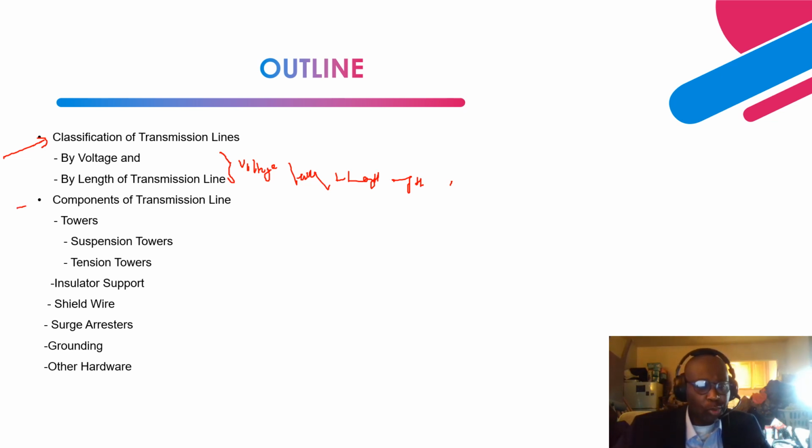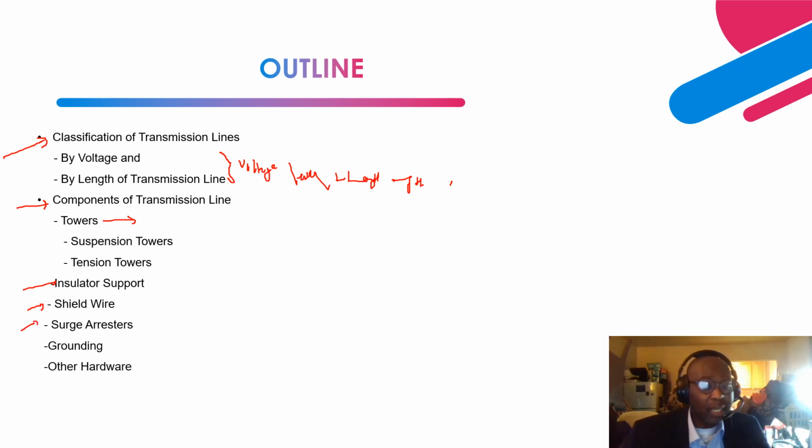Then we'll move on to talk about the different components of a transmission line, and the first thing we'll talk about is the different towers that we have. A typical example is suspension towers, tension towers, and we'll talk about the different types of insulator supports that support these conductors when they are being run over the towers. Next is the shield wires, right? That is a ground wire that goes on top of the tower structure. It is the one that protects the phase conductors from direct lightning strike.